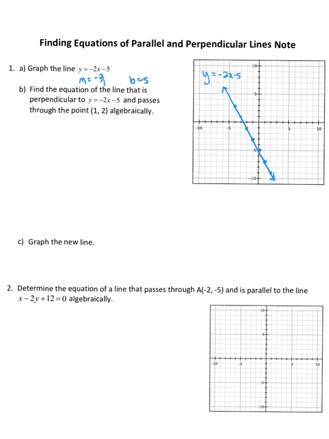Part B, we are then asked to find an equation of a line that is perpendicular to this line that we've just graphed, y equals negative 2x minus 5, and it passes through the point 1, 2, and we're asked to find this algebraically. So because we know this new line is perpendicular to this original line, we can use that to find the slope. As the lines are perpendicular, that means the slopes are negative reciprocal. So the new line will have the slope that is the negative of negative 1 over 2.